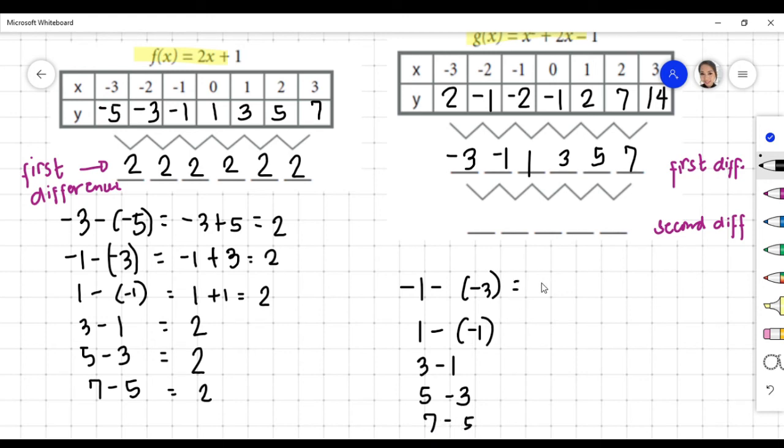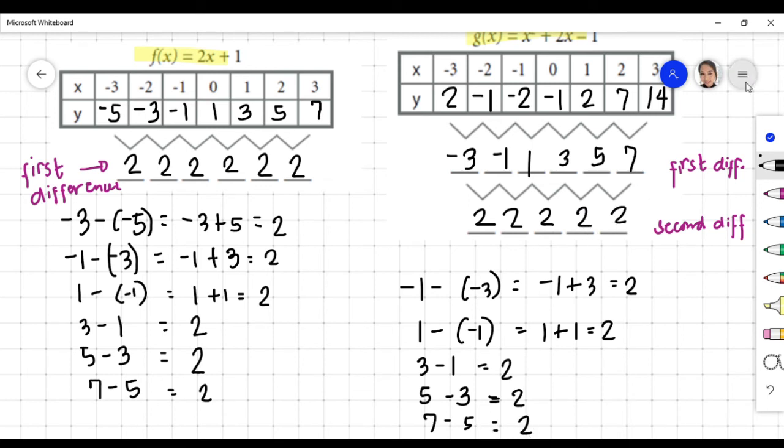So this becomes -1 plus 3, which is 2. And this becomes 1 plus 1, which is 2. 3 minus 1, which is 2. 5 minus 3 is 2. And 7 minus 5 is 2. So basically, the second differences are all equal to 2.